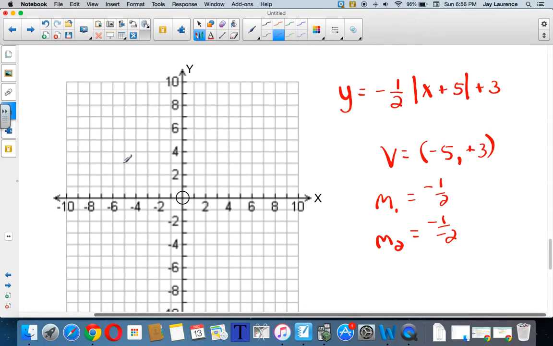Let's see, my vertex is at -5, 3. 1, 1, 2, 1, 1, 2, and then like this, right? Okay, and I will do that, and then do that, and there you go. All right, that's it for the video.